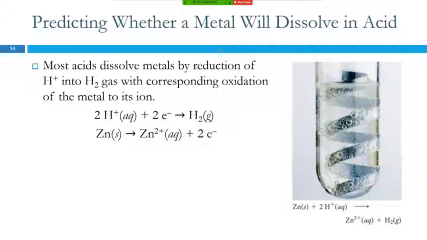So predicting whether a metal will dissolve in acid, most acids dissolve metals by reducing hydrogen ion into hydrogen gas, and that's a reduction, and the oxidation will be the metal going to its ion. So here is a test tube with a coil of zinc in acid, and we see bubbles forming. The acid, hydronium ion or hydrogen ions, are being reduced to hydrogen gas, and the zinc is being oxidized to zinc ion.